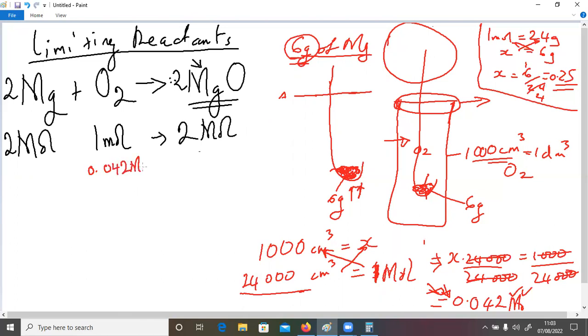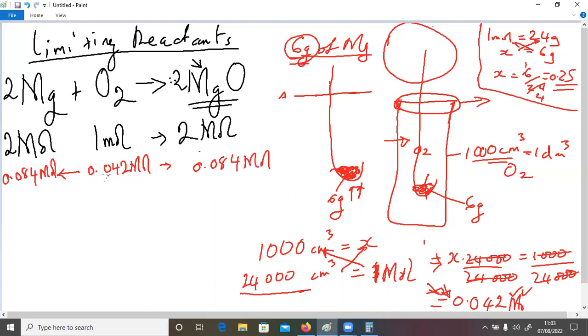So that's what I'm going to start with, and that is very important. I have 0.042 moles of oxygen. How many moles of magnesium can it react? It can only react 0.084 moles of magnesium. How many moles of magnesium oxide is it going to produce? It can only produce 0.084 moles of magnesium oxide.